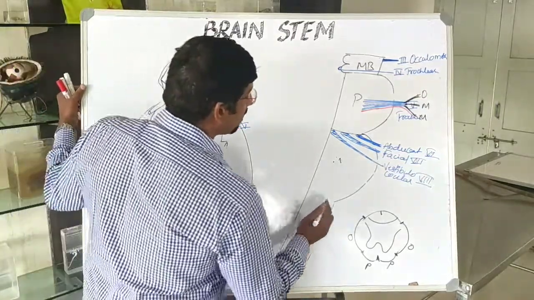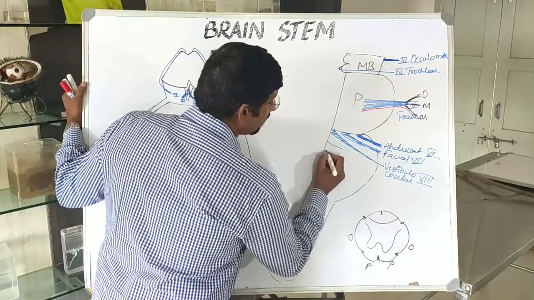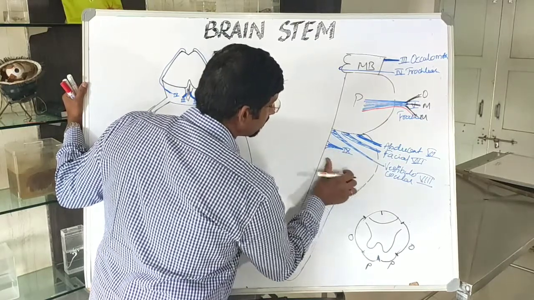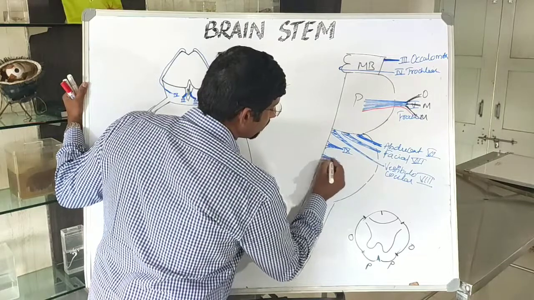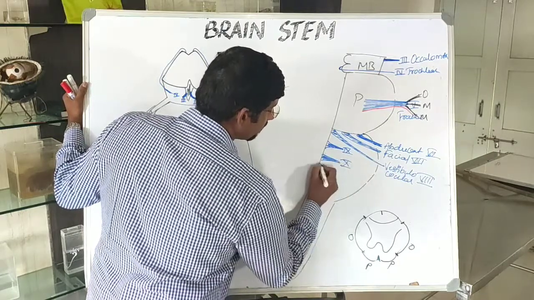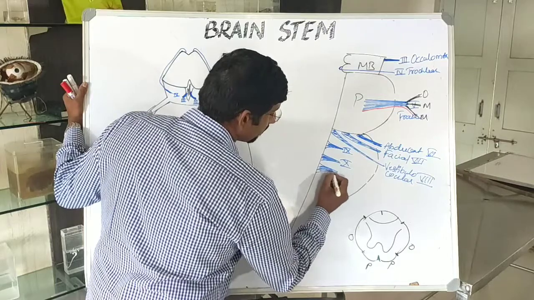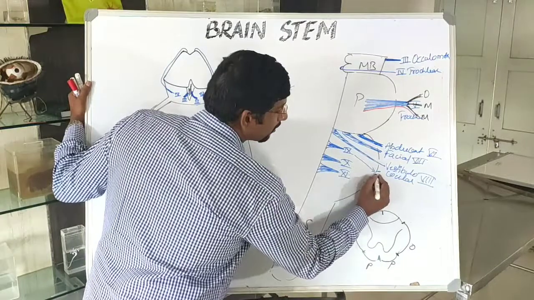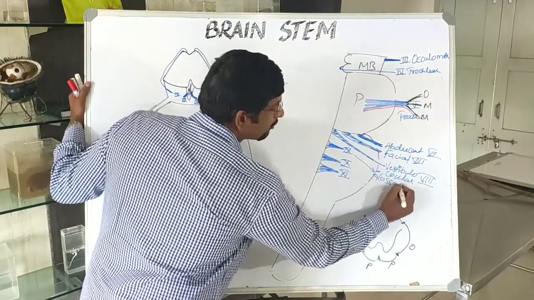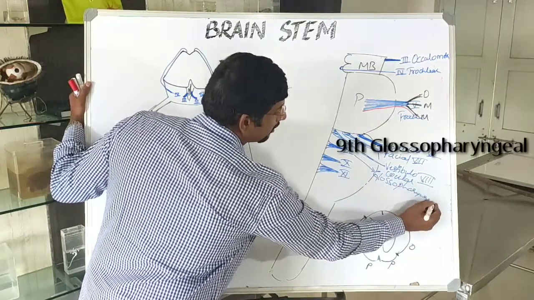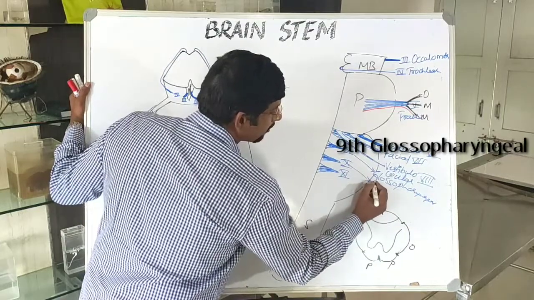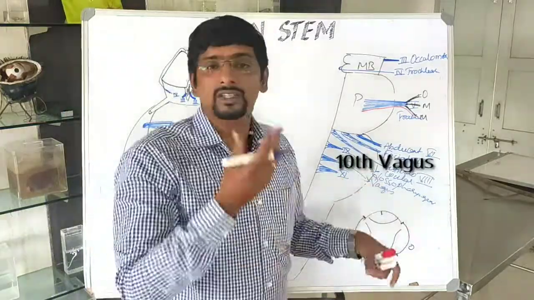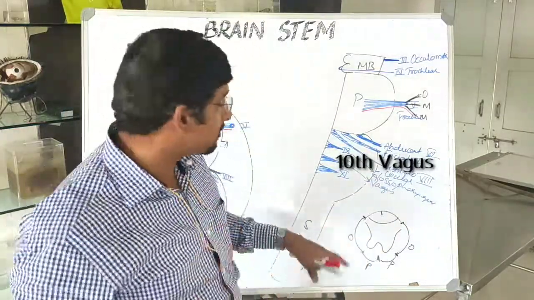Here also we have to draw the 9th, 10th, and 11th. What is the 9th? Glossopharyngeal. The 10th is the vagus. The glossopharyngeal nerve supplies the tongue and the pharynx.